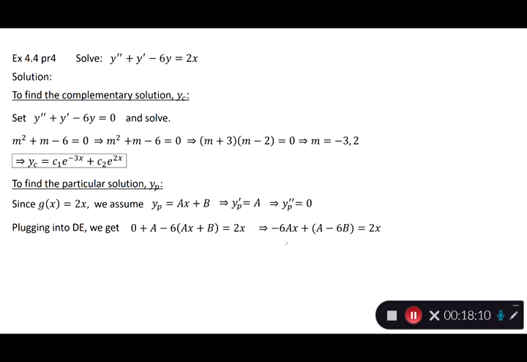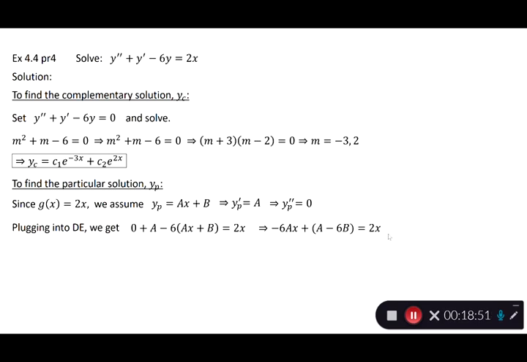The truth is, this must be an identity, which means this, what we got here, negative 6ax plus a minus 6 equals 2x, must be true for all values of x in the domain of whatever the solution is in. For that to happen, the like coefficients must be equal. What does that mean? The coefficient of x on the left hand side must equal the coefficient of x on the right hand side. Similarly, the constant on the left hand side must equal the constant on the right hand side.